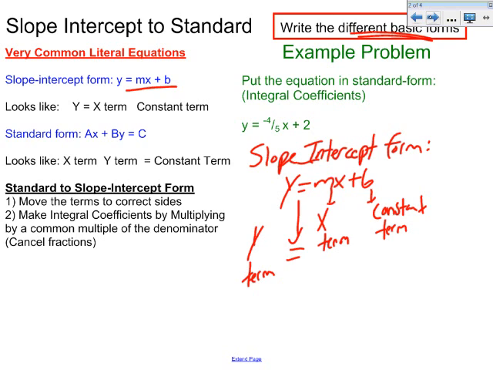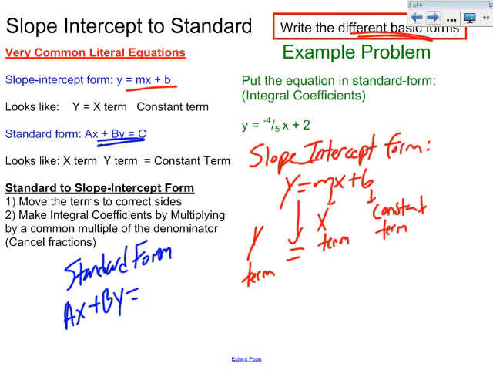Again, at this stage, don't worry what a, b, and c stand for. Just know you get your ax, by, then c. So it's your x term, then your y term, then your equal sign, and then your constant term. Okay, so again, x term, y term, equal sign, constant term.